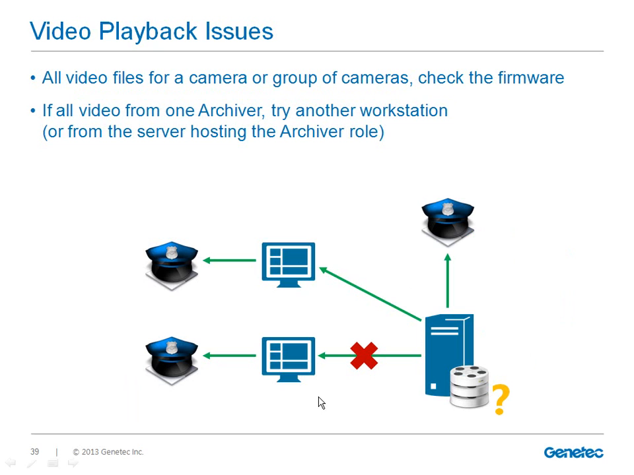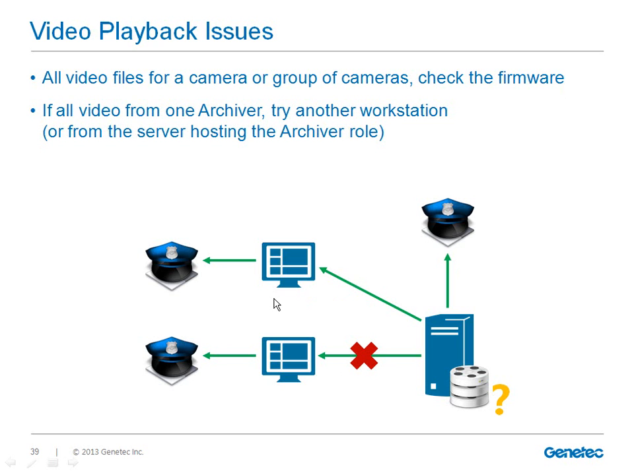Now, when the problem is isolated to a specific camera or group of cameras, but all video files are not viewable, make sure the device and the firmware are supported. If it's all video from a specific archiver that's not viewable, it's possible that the workstation is having a network problem reaching the server. You can try from a different workstation and see if the problem remains.